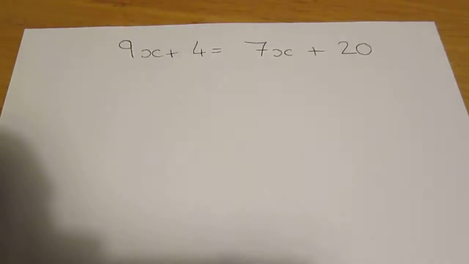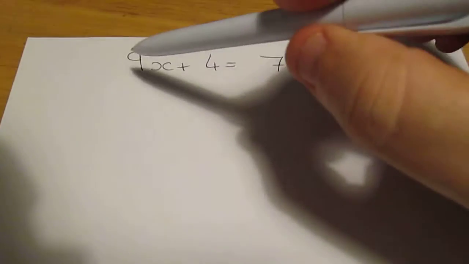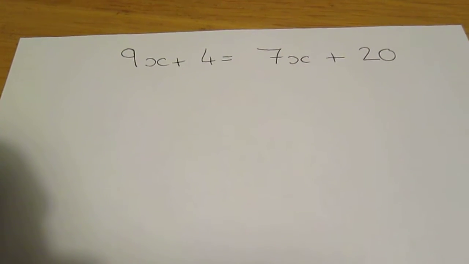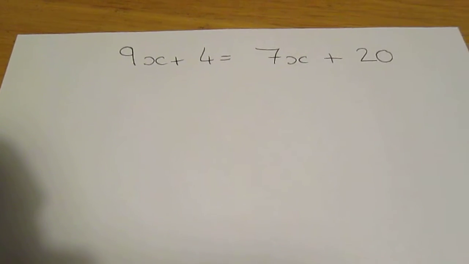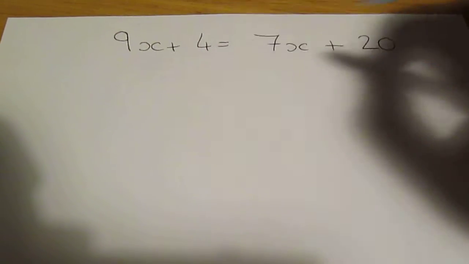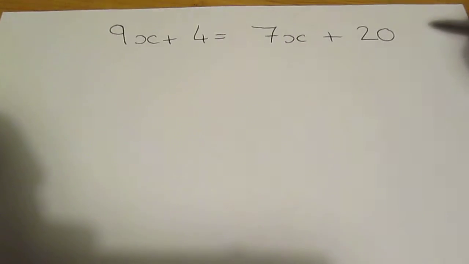Okay, so this is an equation where we've got x's on both sides. Now that's the big change. We've got x's on both sides of the equal sign, and that means that it's going to be a little bit trickier to solve. But what we want is x's on one side and the number bit on the other side.